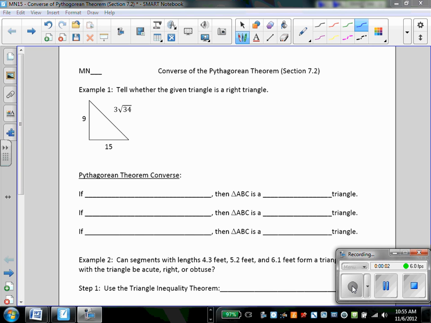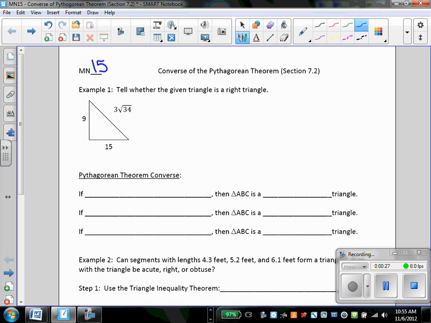Welcome, ladies and gentlemen, to your MN15 notes, where we're going to talk about the converse of the Pythagorean theorem. In your MN14 notes, which is associated with section 7.1, we've been talking about the Pythagorean theorem and how if you're given a right triangle and two sides, you're able to find the third side using the Pythagorean theorem.